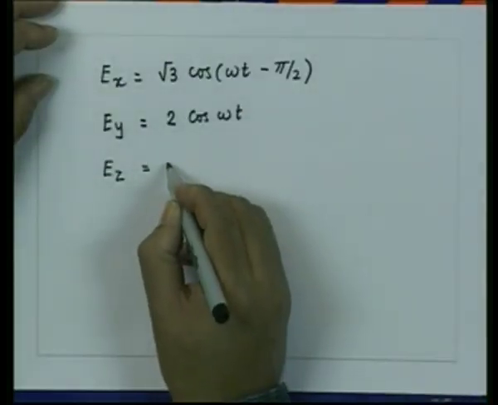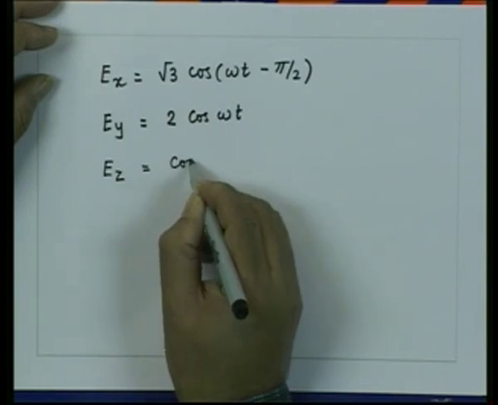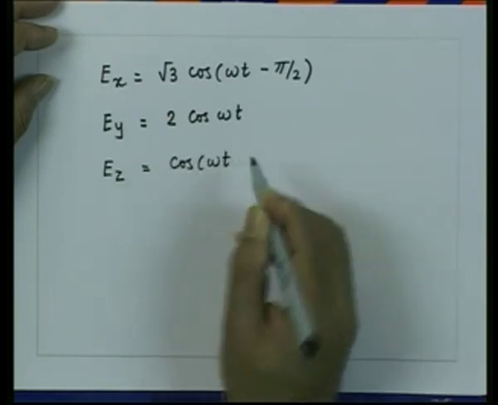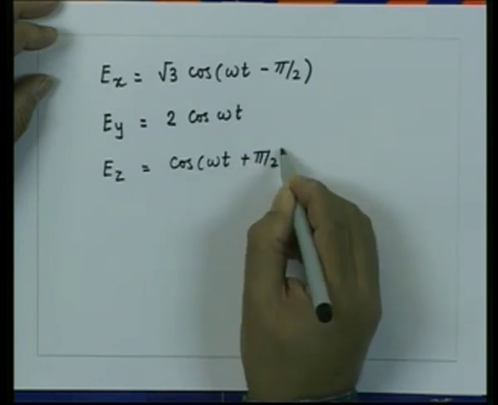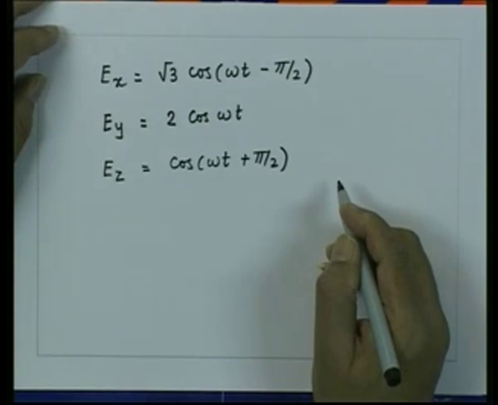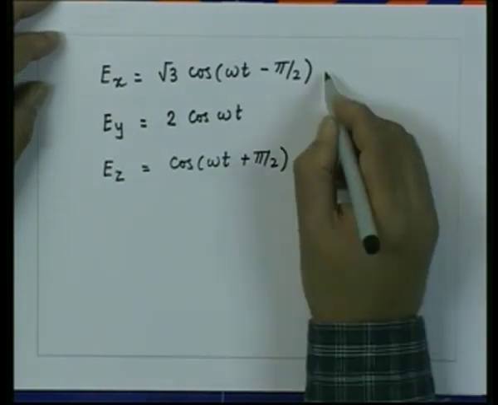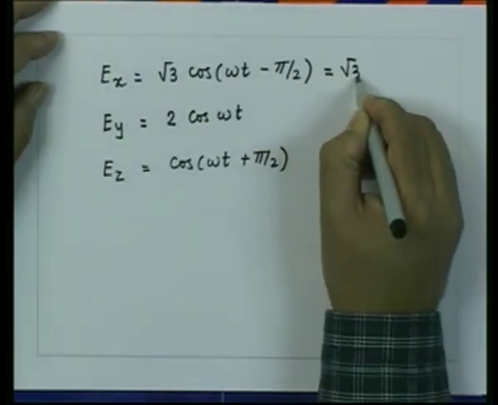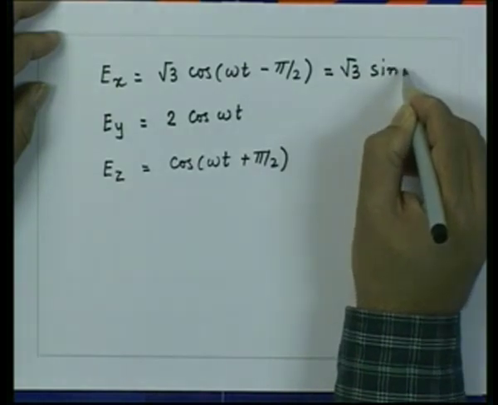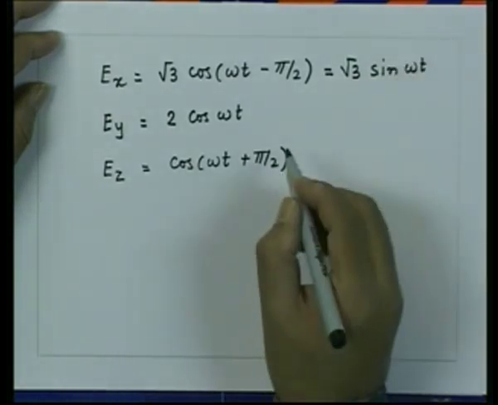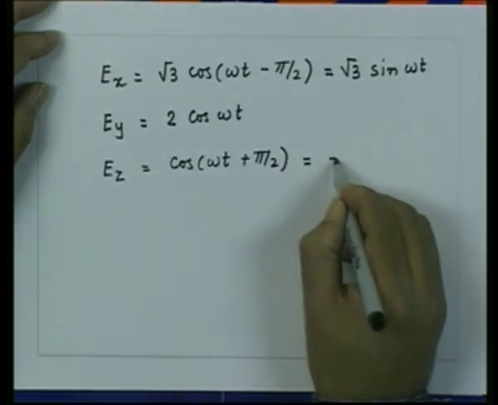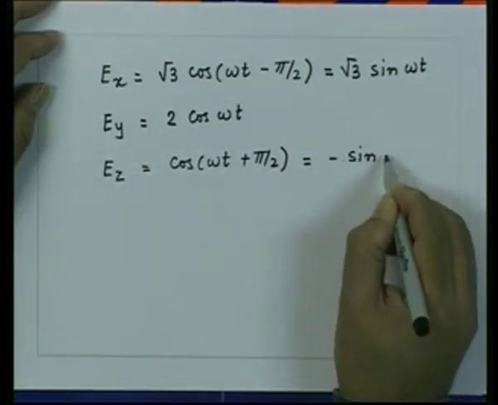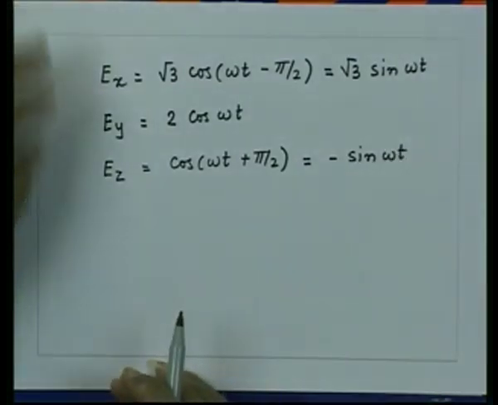So that is cos of omega t plus pi by 2. This gives us root 3 sine of omega t for E x, and this will give us minus sine of omega t for E z.